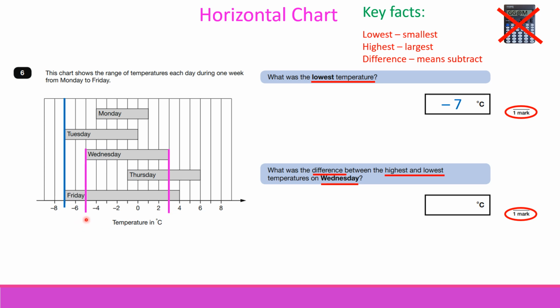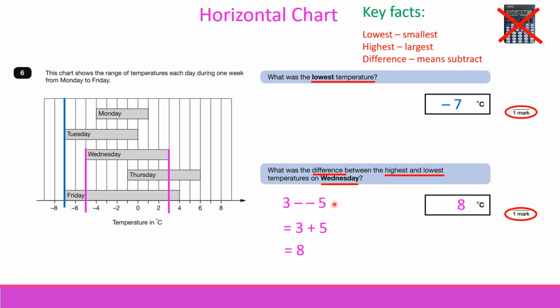So we're working out the difference between -5 and +3. So that is the same as doing 3 take away -5. Now some of you will be able to work out that the two negatives together is the same as a positive. So two negatives make a positive. So that's the same as doing 3 plus 5, which gives you an answer of 8, which needs to go in the box here.